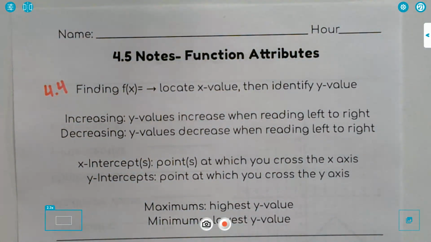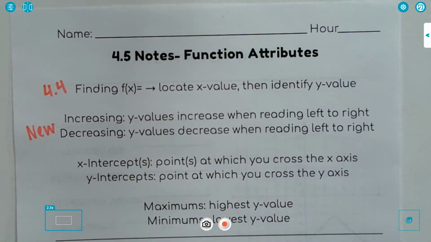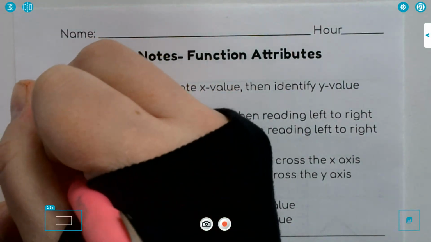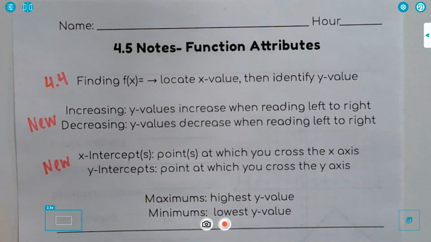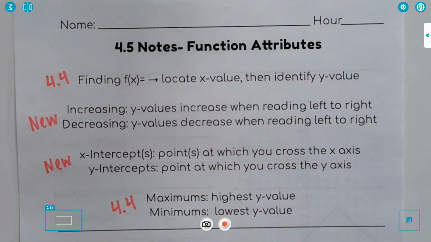We are going to look at when our graphs are increasing and decreasing. That is new. We are going to look at x and y intercepts. That is new. And we are going to look at maximums and minimums, which we already did in 4.4. So you guys have already learned how to do 2 of the 4 things that we're doing today.